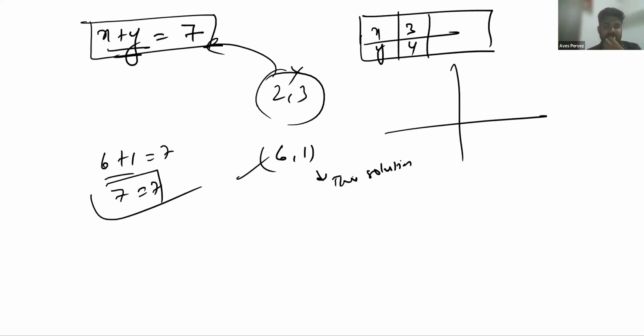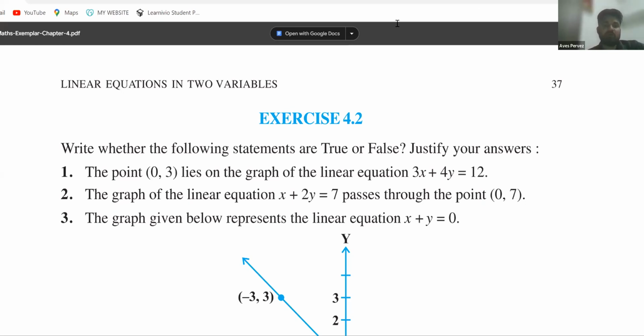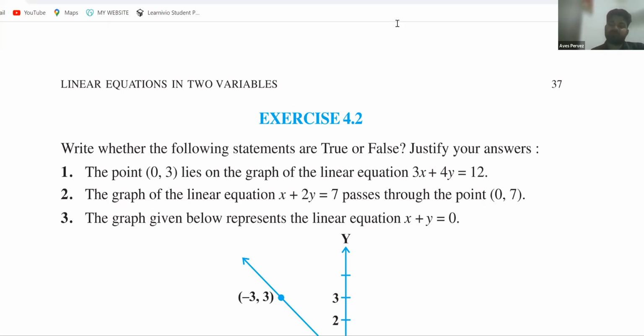Coordinate geometry. For example, this type of question: check whether this is true or false. The graph of the linear equation x plus 2y is equal to 7 passes through the point (0, 7). Check whether it is passing. Is it true or false? Put the value of x as 0 and y as 7. Are you getting the answer as 7?